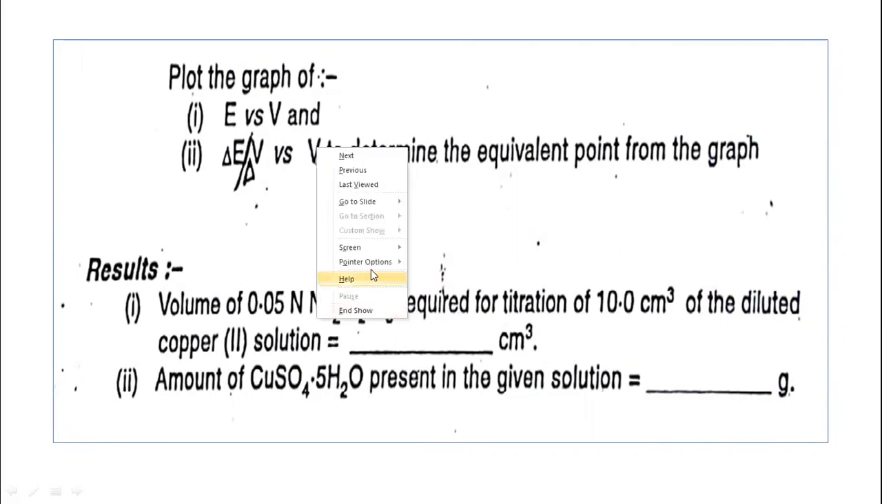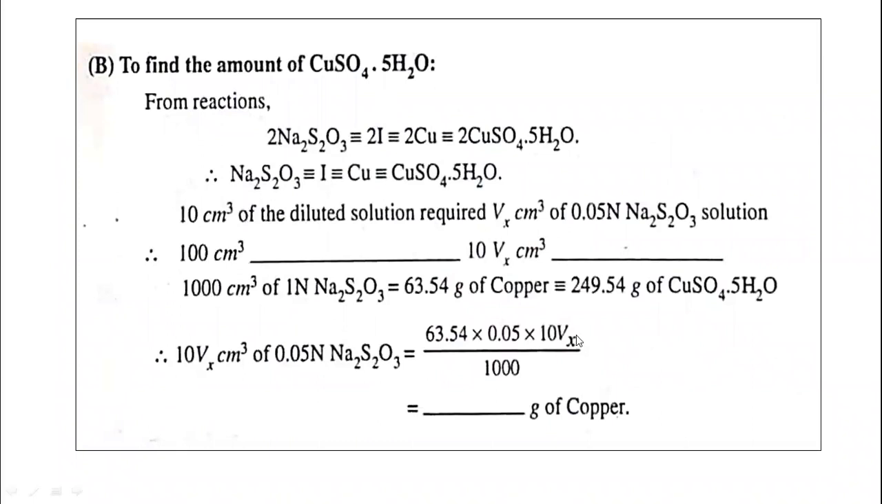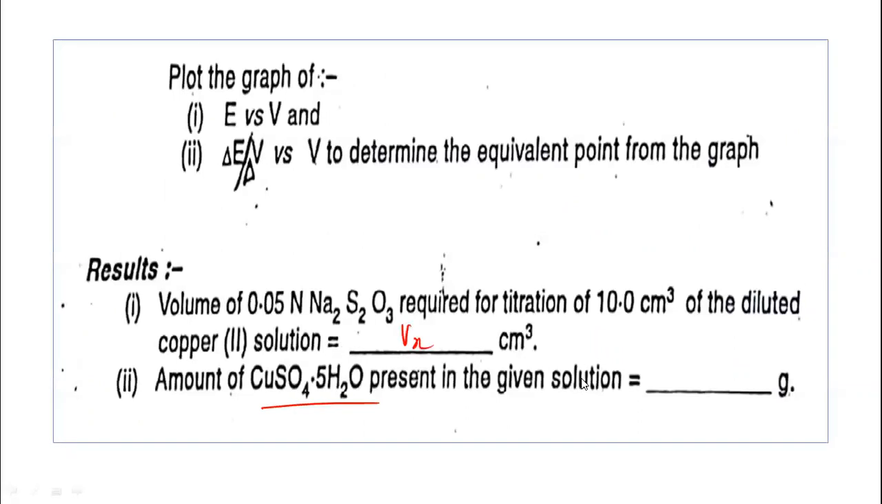We have to write Vx from the two graphs. Take the mean, and that is Vx. And amount of the copper sulfate present in the given solution. Using this equation, we have to put here Vx. So we can determine the amount of the copper present in the given solution. So in this way, we can perform this experiment. So in this experiment, systematically, we have to take the readings. Okay. Systematically, we have to take the readings here.